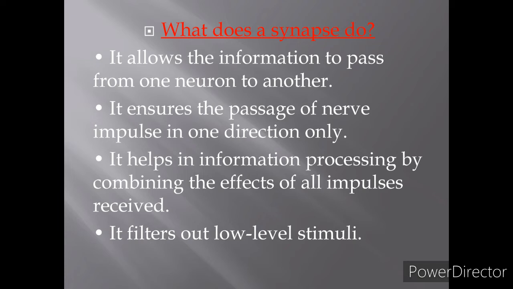Now, what does the synapse do? It has many functions. Number one, it allows information to pass from one neuron to another. Second, it ensures the passage of nerve impulses in one direction only. Third, it helps in information passing by combining the effects of all the impulses received. Fourth, it filters out low-level stimuli. The stimuli which do not need to be paid attention to will be filtered out, I mean, they will not be passed on. So the synapse has these four functions.